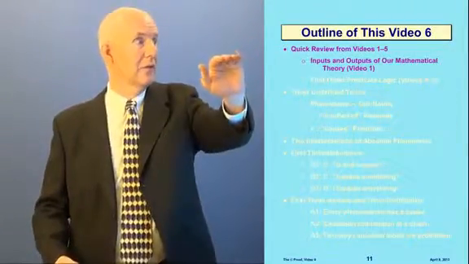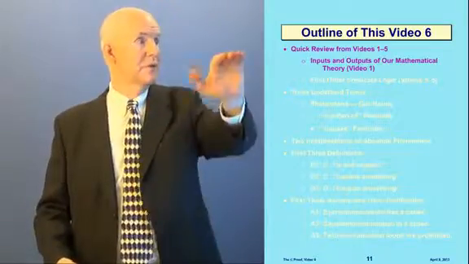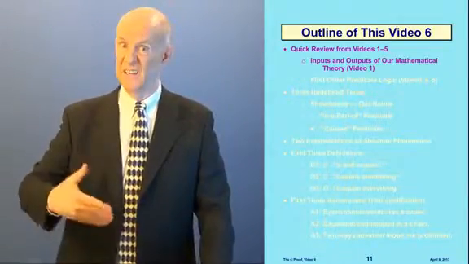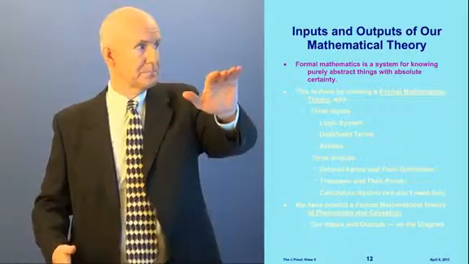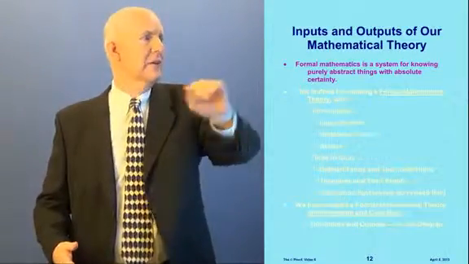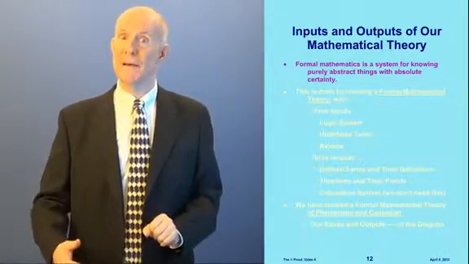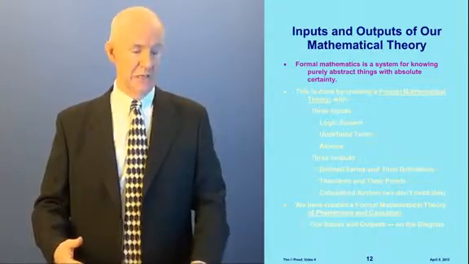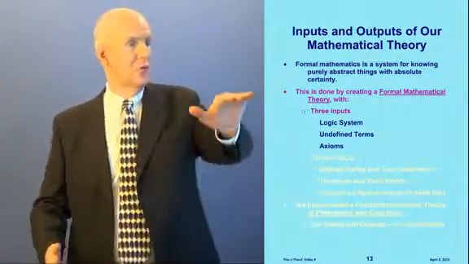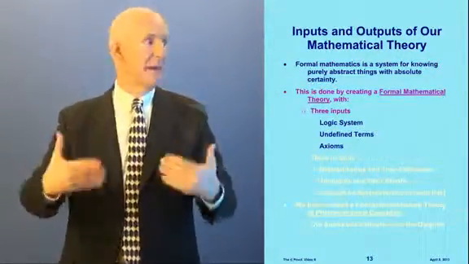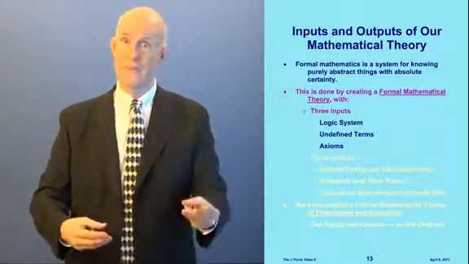Okay, quick review of videos 1 through 5. Here we are in the outline. So, inputs and outputs of a mathematical theory. I taught you this in video 1. What is formal mathematics? It's a system for knowing purely abstract things with absolute certainty. How do we do that? We do that by creating a formal mathematical theory with 3 inputs and 3 outputs.